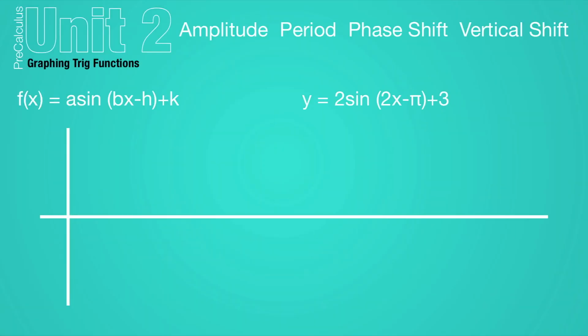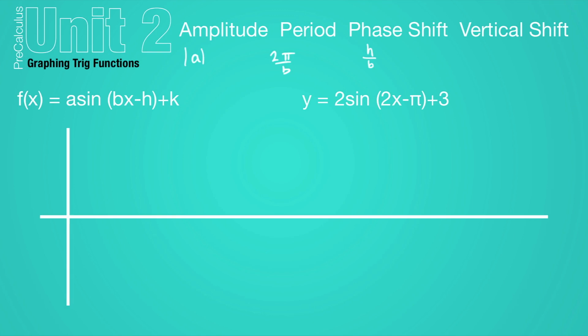Today we are going to be looking at a full version of sine with not just amplitude and period, but with amplitude, period, phase shift, and vertical shift. So we're going to go back over the things we talked about. The amplitude is, remember, just the absolute value of A. We're looking at A, B, H, and K.